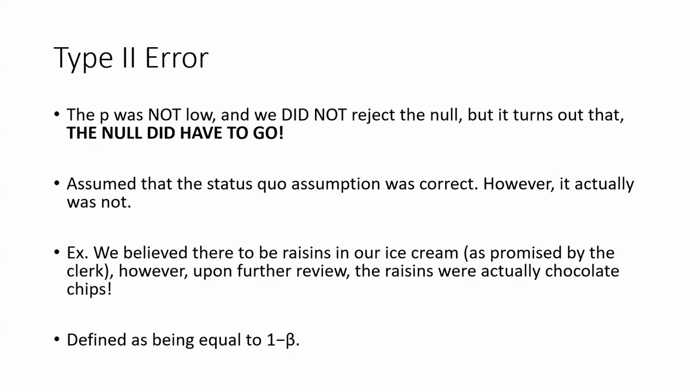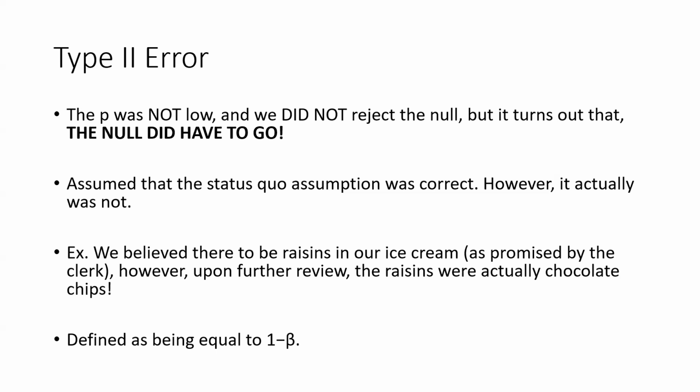A type 2 error is when the P was not low, and we did not reject the null hypothesis, but it turns out that the null hypothesis should have been rejected. So in this case, we assumed that the status quo assumption was correct. However, it actually was not. So here's an example. We believed that there were raisins in our ice cream as promised by the store clerk. However, upon further review, the raisins were actually chocolate chips.